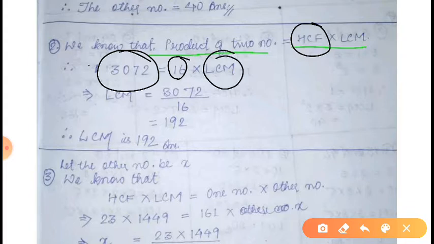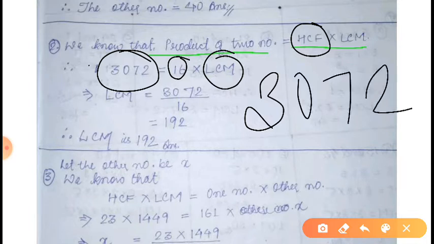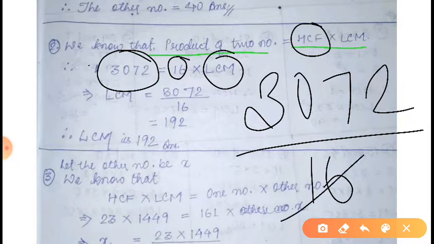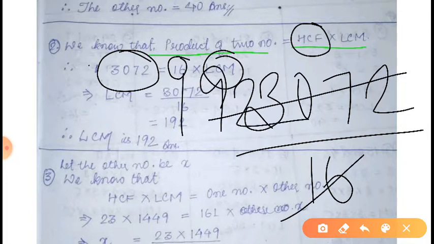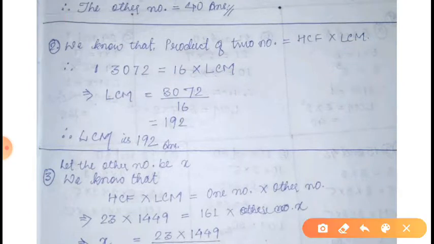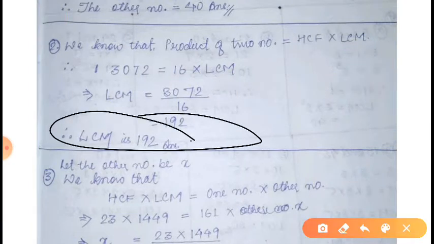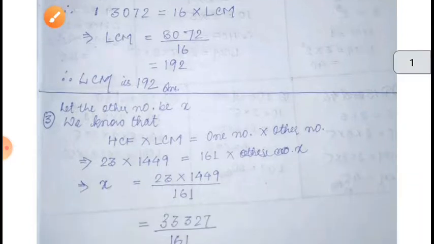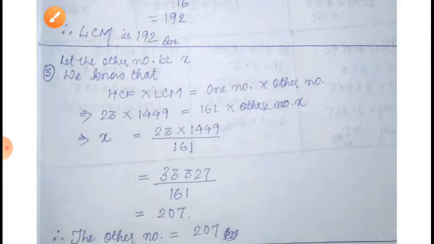When we cross multiply, it will be 3072 divided by 16. When you divide 3072 by 16, you will get 192. As you can see here, the LCM is 192. I hope you have understood. Now the next question is also the same.